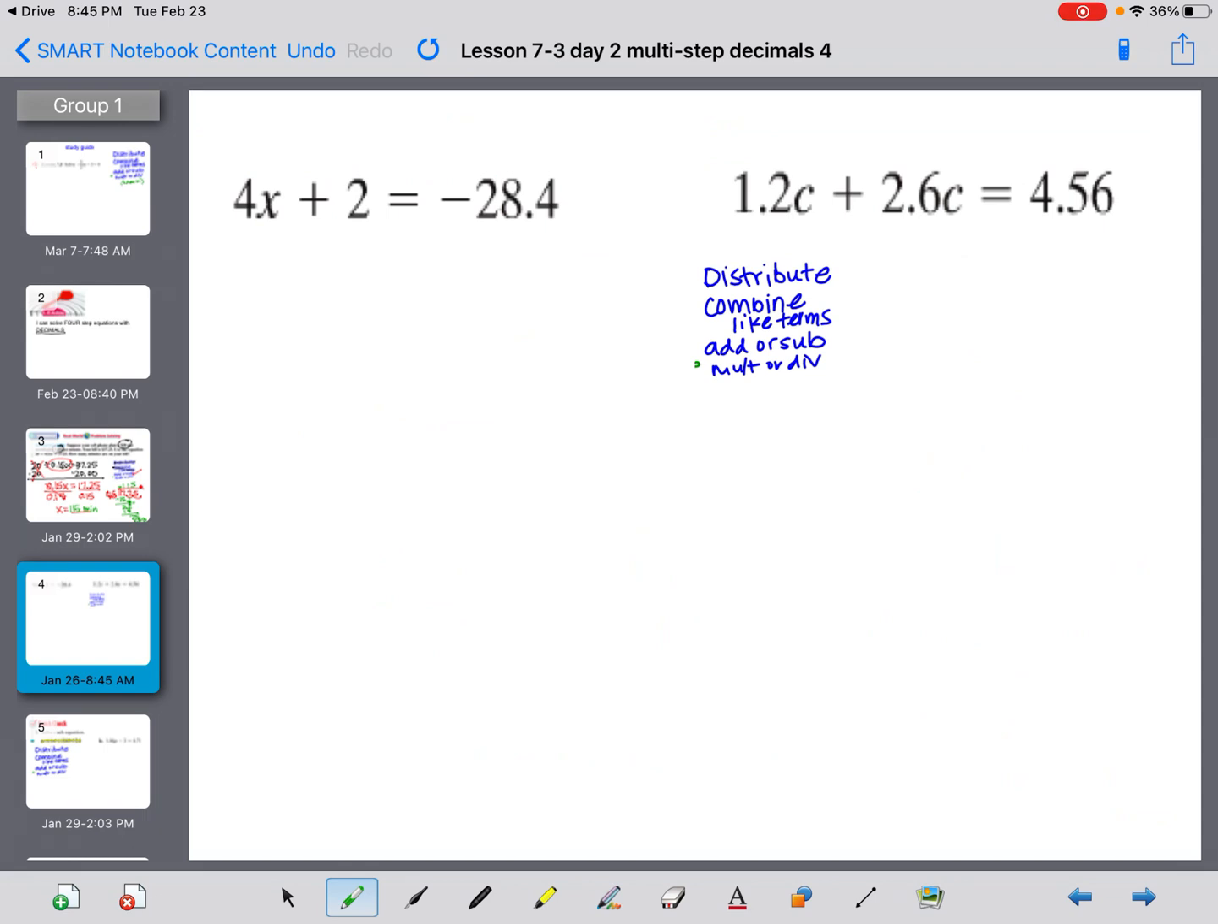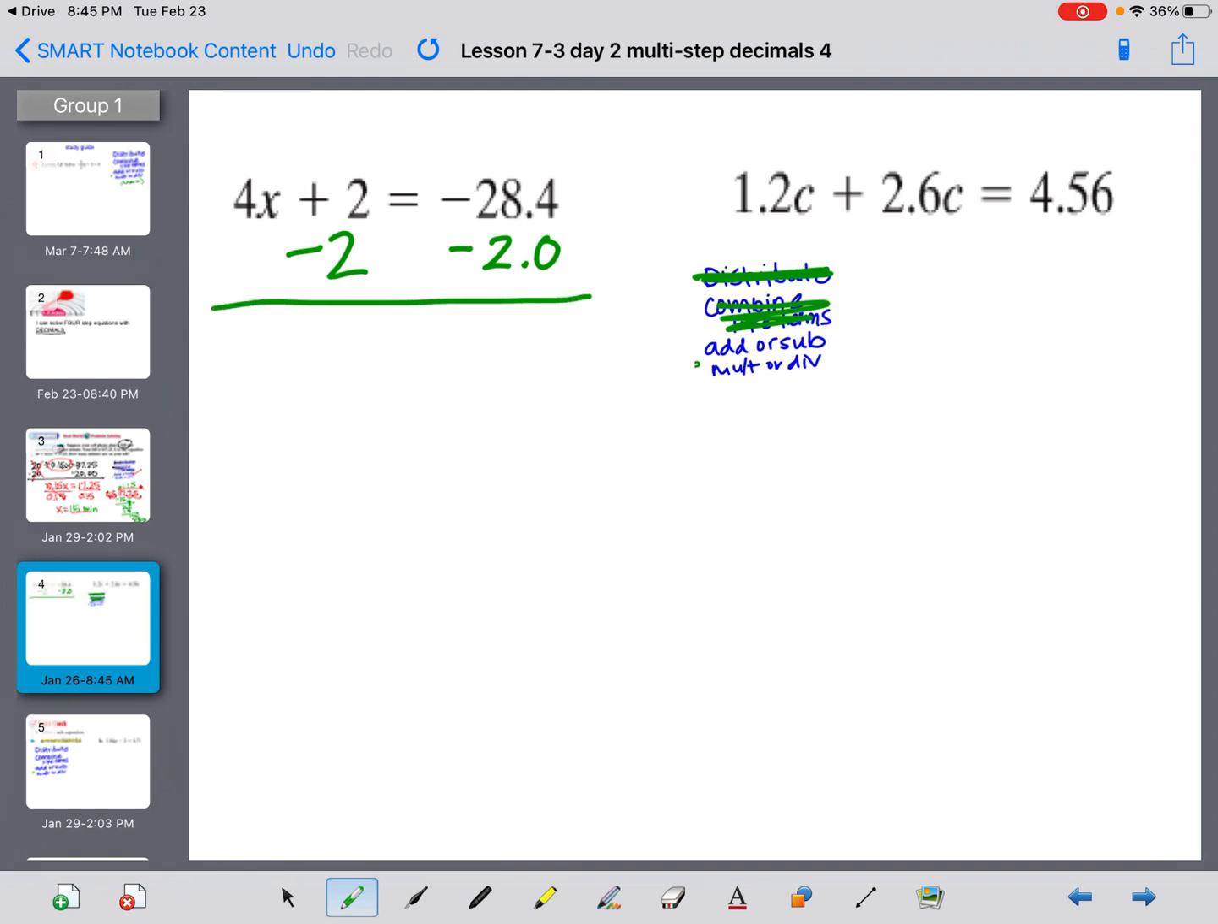Next box. Don't forget my steps. Check every time. 4, distribute. Combine like terms. Add or subtract. Multiply or divide. I don't see any distributing. Or like terms. And I'm going to subtract 2. I wouldn't recommend being sloppy about it, because then I lose track of what numbers I'm actually supposed to be subtracting. Minus 2.0.